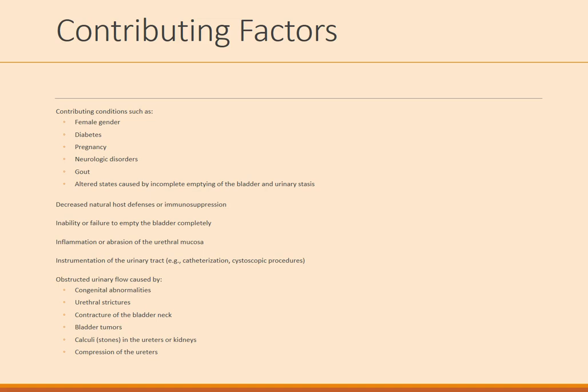Other contributing factors are obstructed urinary flow caused by congenital abnormalities, urethral strictures, contracture of the bladder neck, bladder tumors, and kidney stones in the ureters or kidneys, which basically block the urine from passing from the kidney through the ureter to the bladder. Once it backs up, the bacteria tend to grow, and that's what causes the UTI. We also have compression of the ureters themselves. So again, anything that stops the flow will cause a UTI.